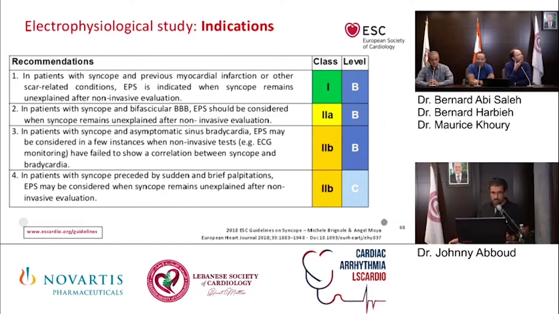It's also mentioned in the recommendations. In patients with syncope and asymptomatic sinus bradycardia, EP study may be considered in a few instances when non-invasive tests have failed to show a correlation between syncope and bradycardia. Also, EP study can be considered in patients with syncope preceded by sudden and brief palpitations. EP study may be considered when syncope remains unexplained after non-invasive evaluation. In this condition, search also for ventricular tachycardia.